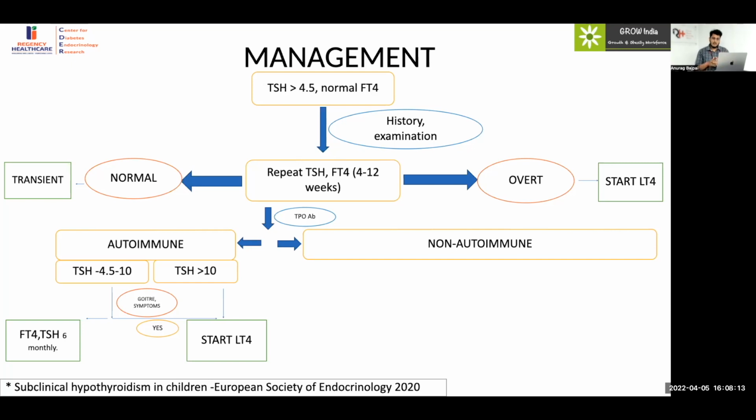But if the TSH levels are very high, more than 10, and in case there is the presence of goiter, then we need to start immediately. As I already mentioned, presence of goiter and presence of high levels of TPO are very important risk factors for progression of subclinical hypothyroidism to overt hypothyroidism.